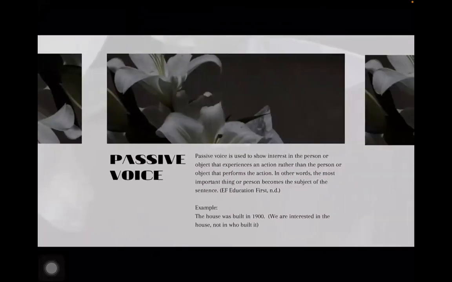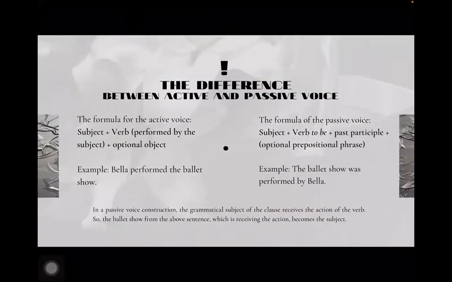Next, passive voice. Passive voice is used to show interest in the person or object that experiences an action rather than the person or object that performs the action. Next, the difference between active and passive voice. Tense is all about time reference. Voice describes whether the grammatical subject of a clause is performing or receiving the action of the verb.